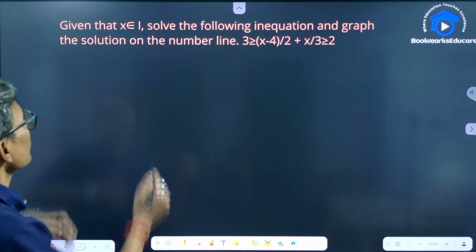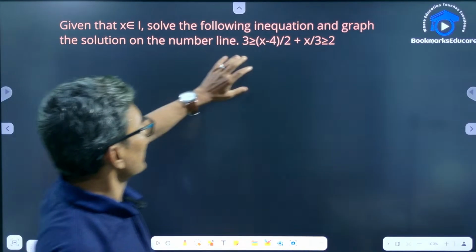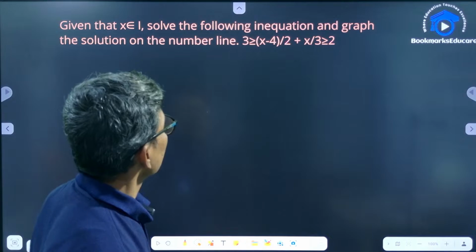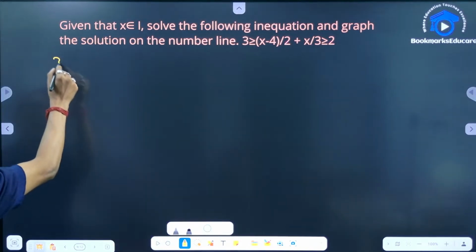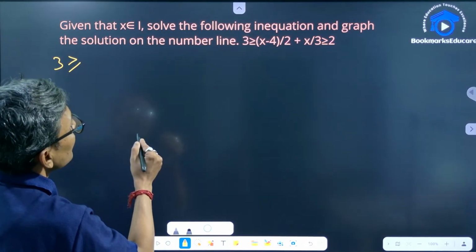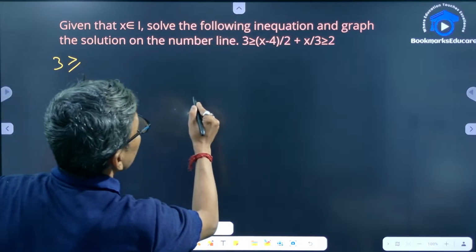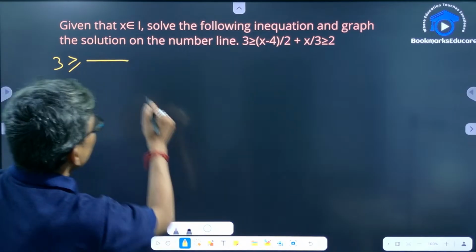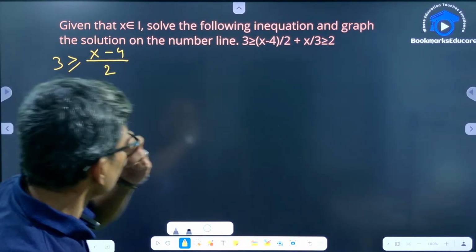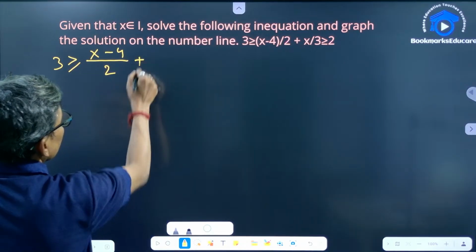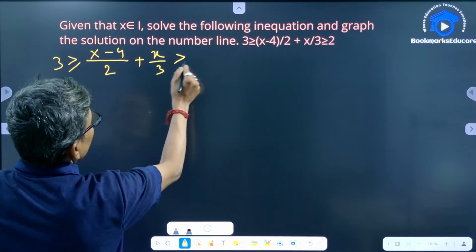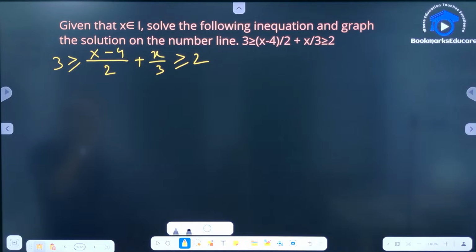Given that x belongs to I, solve the following inequation and graph the solution on the number line. So 3 greater than equal to (x minus 4)/2 plus x/3, greater than equal to 2.